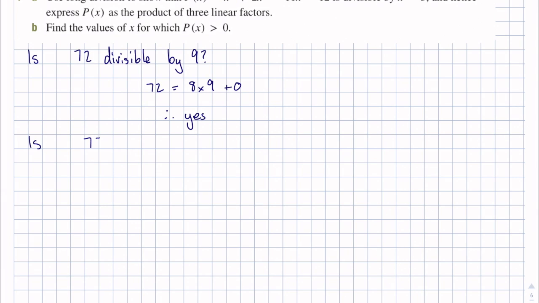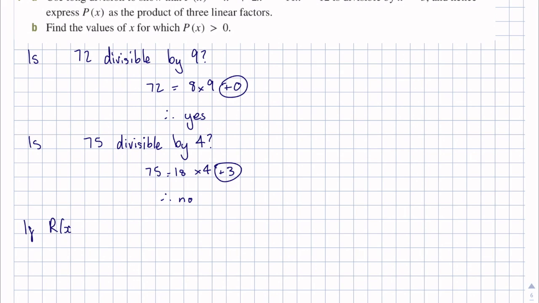Is 75 divisible by 4? 75 equals something times 4. Let me do it on my calculator. 75 divided by 4. It's 18 times 4 plus 3, therefore no. Plus 0 told us yes, plus 3 told us no. If remainder equals 0, it is divisible.